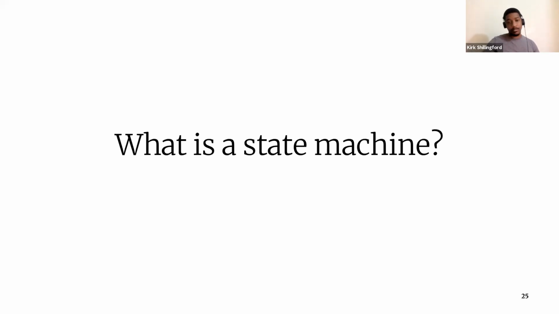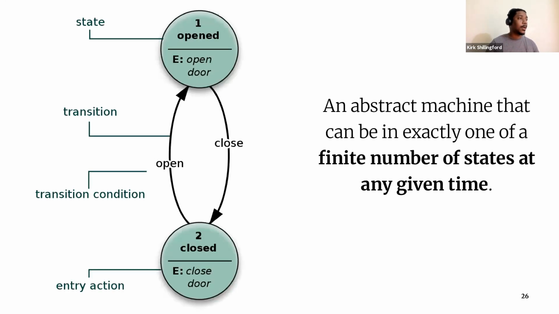And let's just take a look at the simplest possible example of a state machine. A state machine, or an abstract machine, is just something that can be in any number of states, but only one at a time. That's a key thing about a finite state machine. The classic example is a door. A door can either be open or closed. Those are the two states of the door.